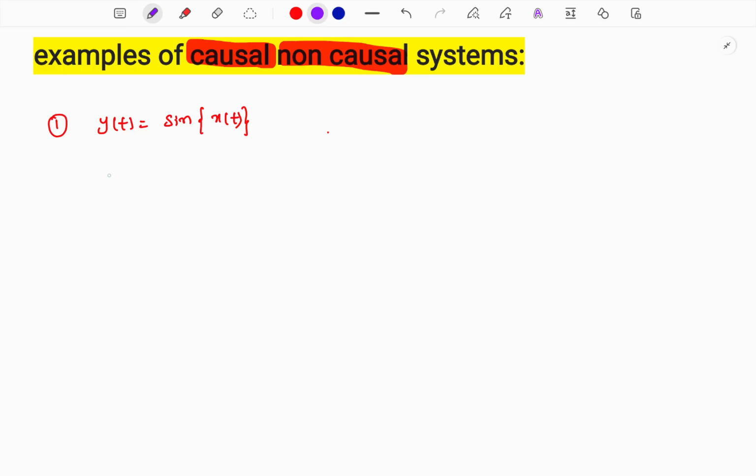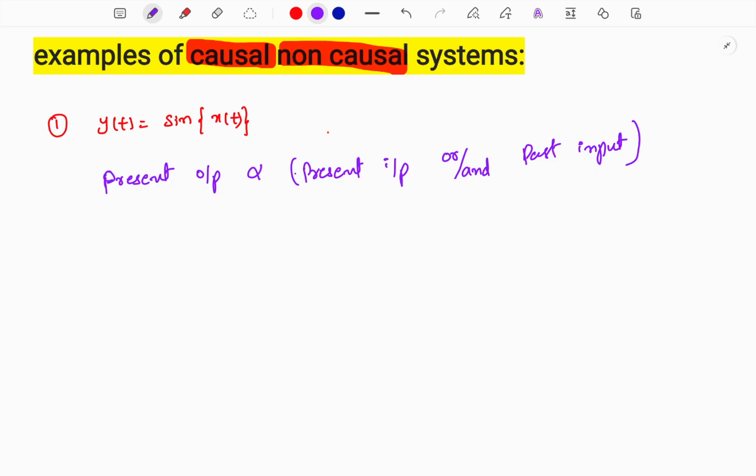In causal systems, if the present output depends on only present input and/or past input, then the system is a causal system.